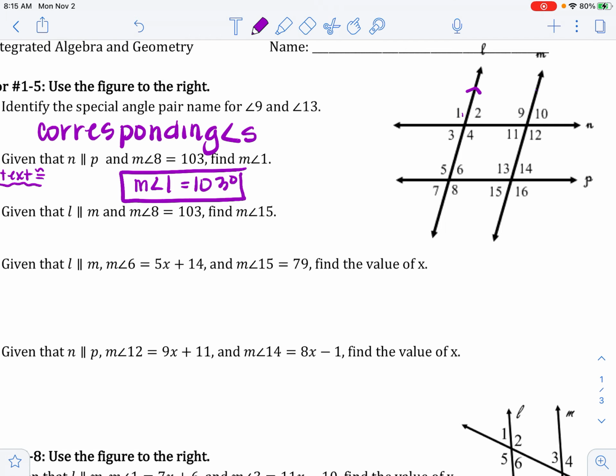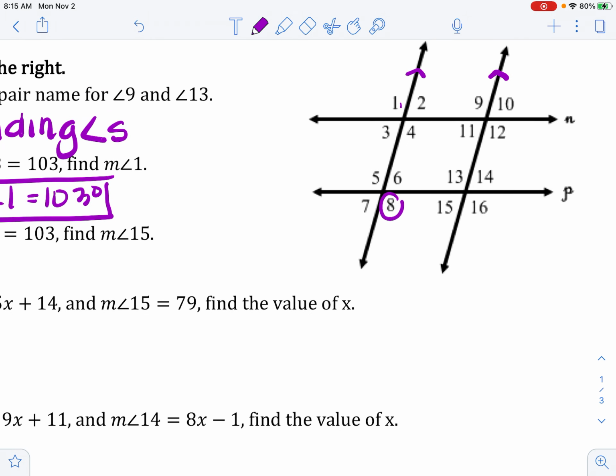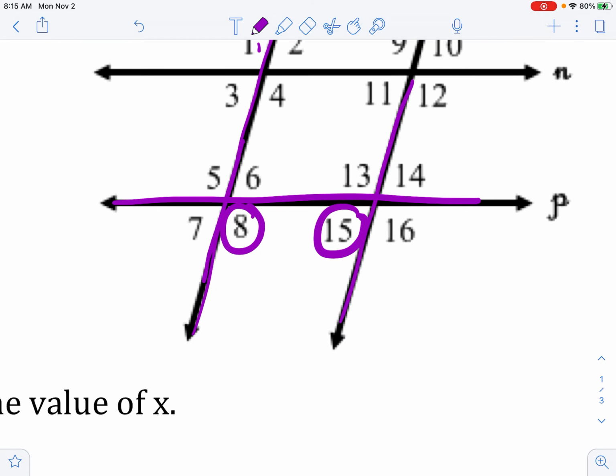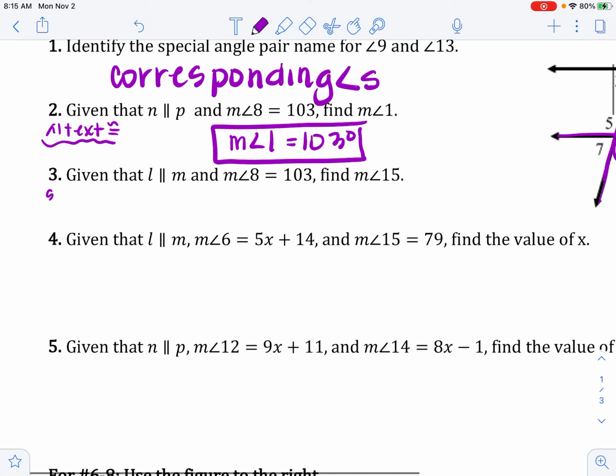All right, next it says, given that L is parallel to M. So these two are parallel now. It says angle 8 is 103, find angle 15. So here's angle 8. Here's angle 15. There's my parallel lines. There's my transversal that they both touch. All right, if you look at your parallel lines, 8 and 15 are on the inside, so interior. And if you look, they're on the same side of the transversal. So these are same side interior angles.